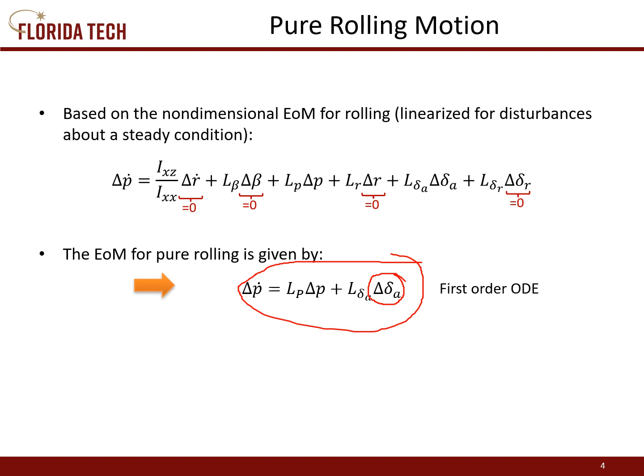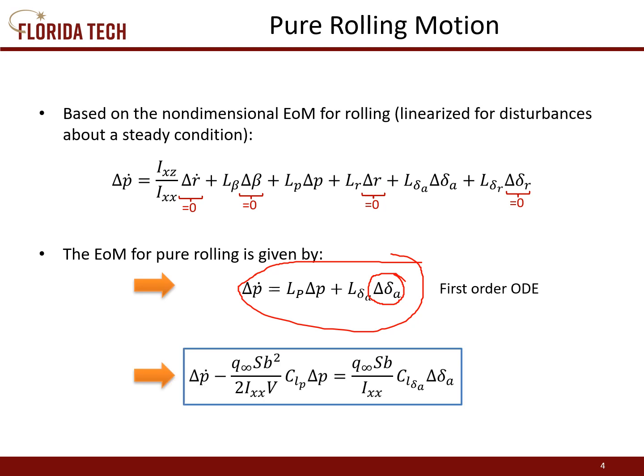So let's do that. At the same time, I went ahead and substituted in for LP and L delta A to use the non-dimensional ones. So there's LP comprised of its different parameters, and then L delta A is what we have left over multiplying our aileron input. When you do this, then we basically can see the dependence on our roll damping stability derivative CLP.